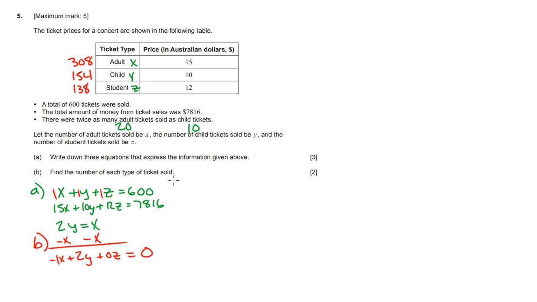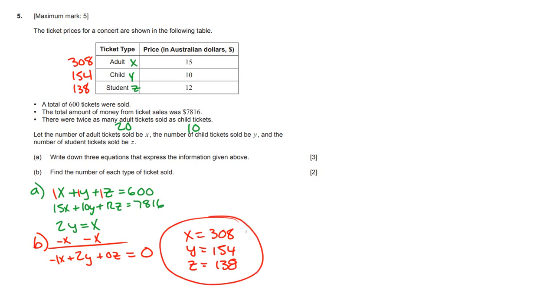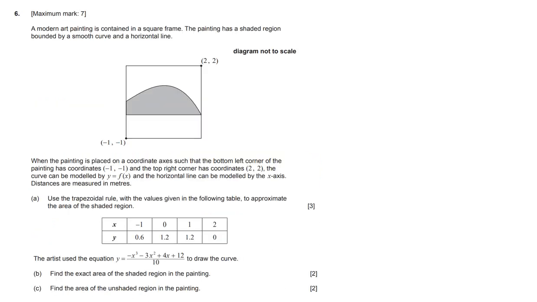The answer key has X, Y, and Z, but it also says accept answers written in words like 308 adult tickets, 154 child tickets. So that makes more sense to me, but I'm just going to write it their easy way. So we'd say X equals 308, Y equals 154, and Z equals 138. And again, circle it, box it, make sure it's very easy for the grader to find your answers. Okay? All right, on to number 6.